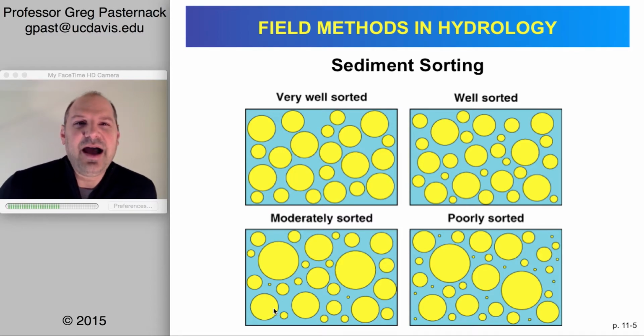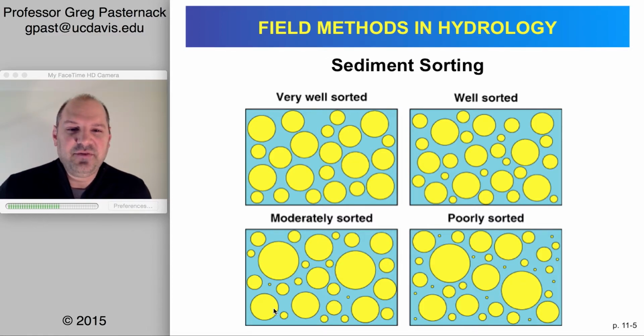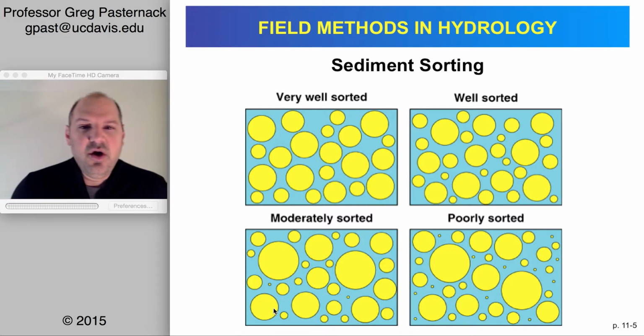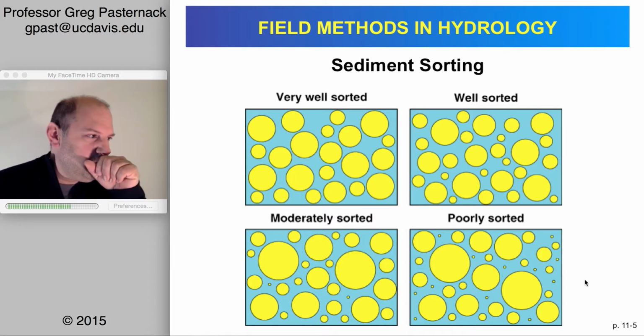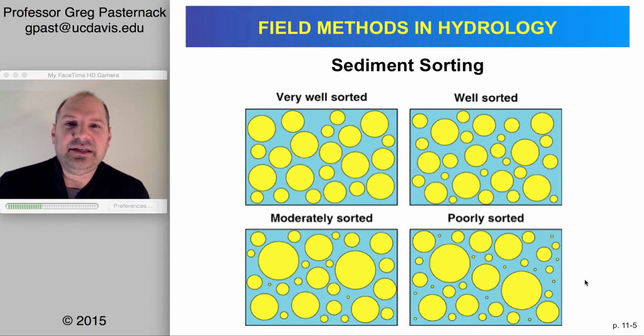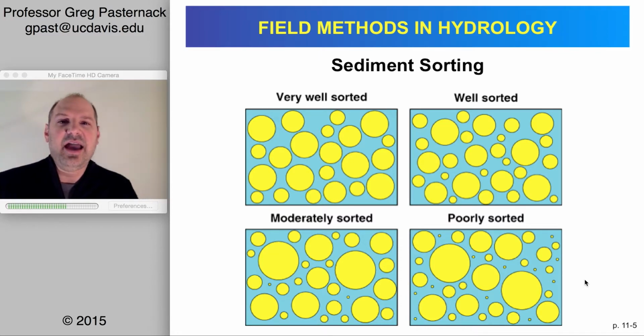Another property besides just the size of particles is the sorting of the material. Here are just 4 different illustrations to show well sorted versus poorly sorted. Now the number one interpretation with sorting is how quickly was the material deposited. When material has a long time to be distributed by water, it tends to be segregated as a function of size, and that leads to very well sorted material.